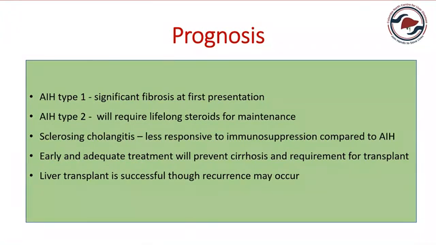Sclerosing cholangitis is less responsive to immunosuppression. We have to anticipate that. Early and adequate treatment actually will result in good prognosis. It might prevent requiring liver transplantation. Ultimately, if we happen to do a liver transplantation, overall it is very successful and the prognosis is good.